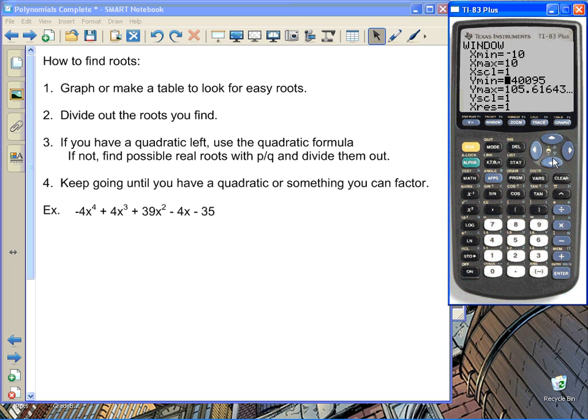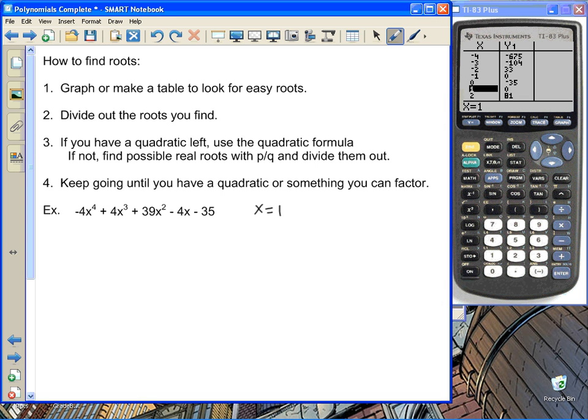So let's change this so that I don't see quite so many. I don't need to see all that stuff down there. Let's see. Negative 4 up to 4. So right there I've got 1, 2, 3, 4 zeros. I should have a total of 4. So that means all 4 of my zeros are real. So let's look at my table and see if I can pick some out. Okay, there's 1, and there's another one. So I have a root at -1 and +1. So when x equals 1 or x equals -1, those are 2 roots, 2 of my 4.